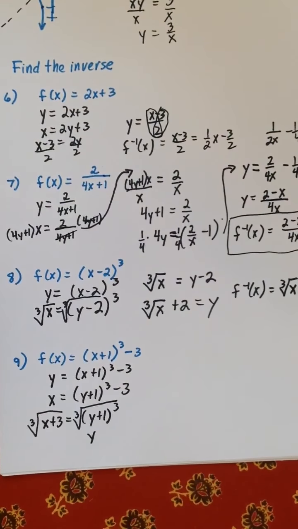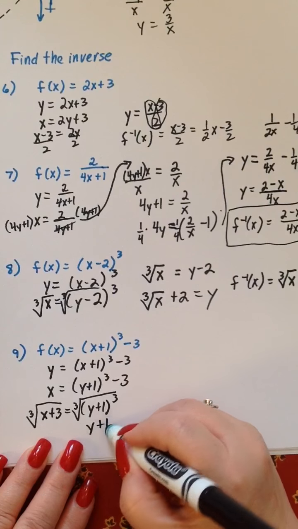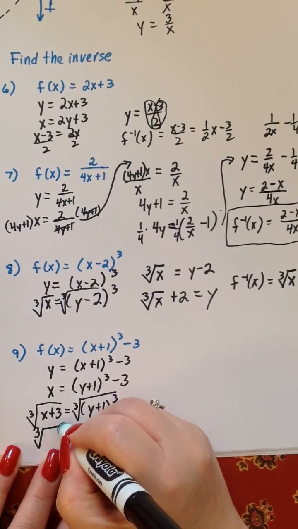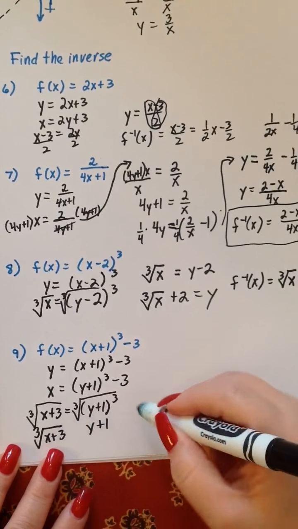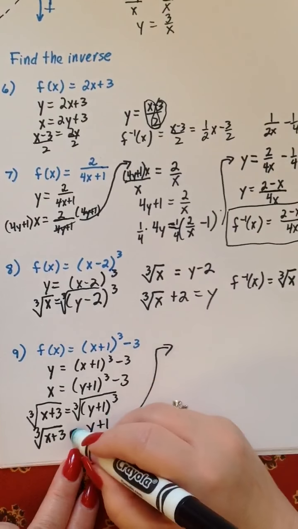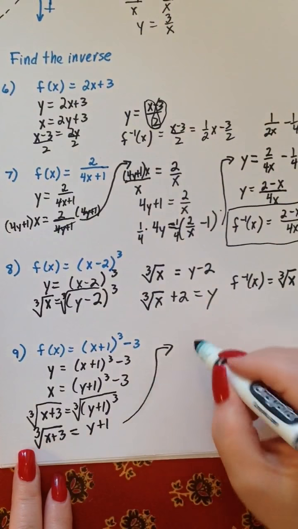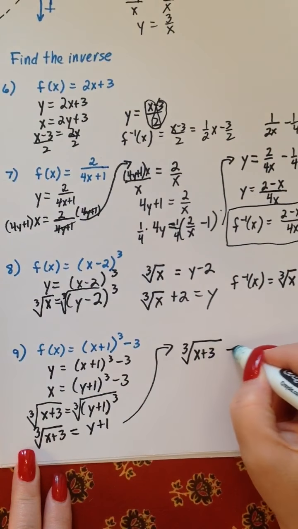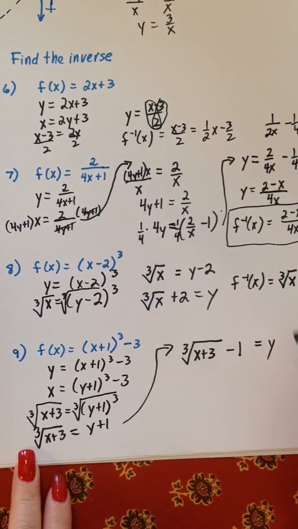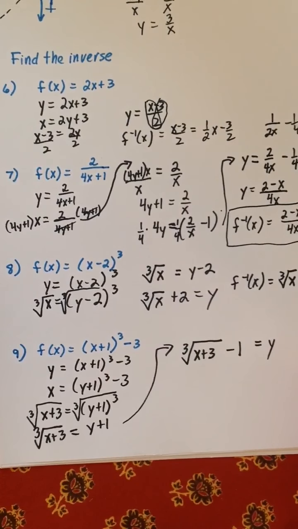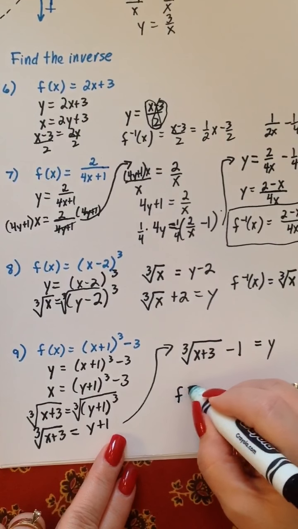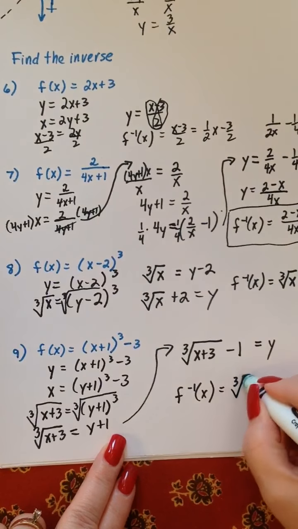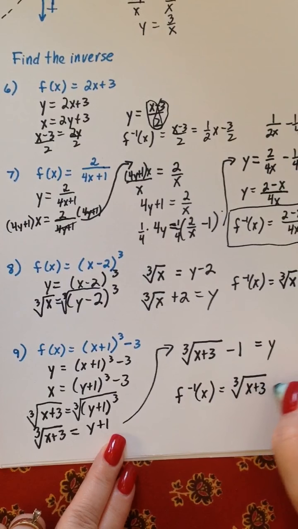We have y plus 1, that's all that's left, is equal to the cube root of x plus 3. And then I'm going to scoot over here. Then you just scoot the 1 over. So you have cube root of x plus 3 minus 1 equal to y. They could put the 1 in the front too if they wanted. And they're going to really write it like this. They're going to say the inverse of x is equal to cube root of x plus 3 minus 1.